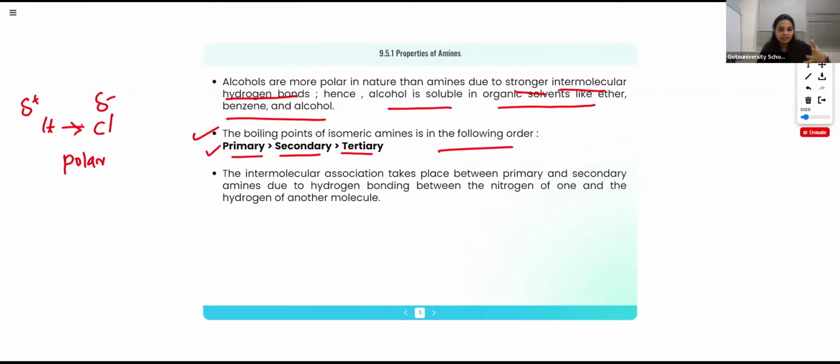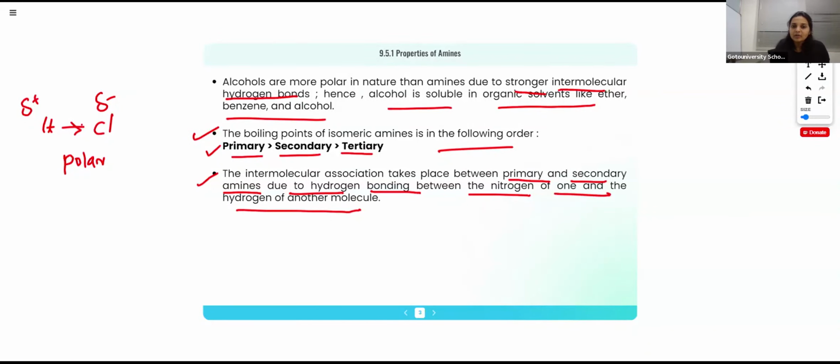Yes. Then, what is boiling point? We know, right? This is the temperature at which the liquid is converting into vapor form. So if you are comparing aniline and other secondary, tertiary amines, the primary has the highest boiling point. Isomeric means the same formula is there. Okay. Then intermolecular association takes place between primary and secondary amines due to hydrogen bonding between the nitrogen of one and the hydrogen of another molecule.